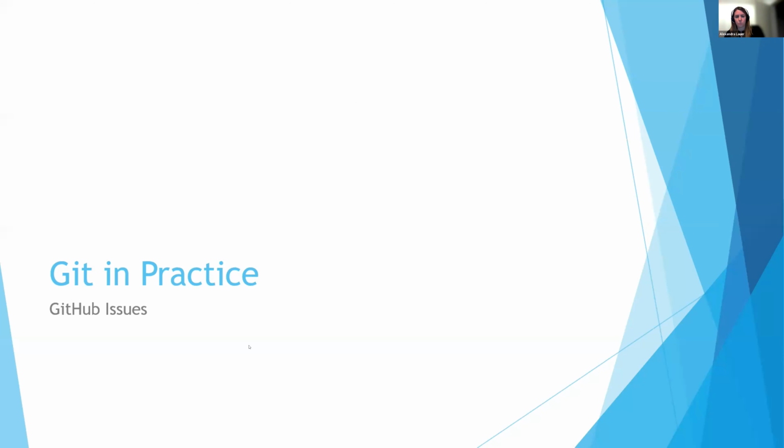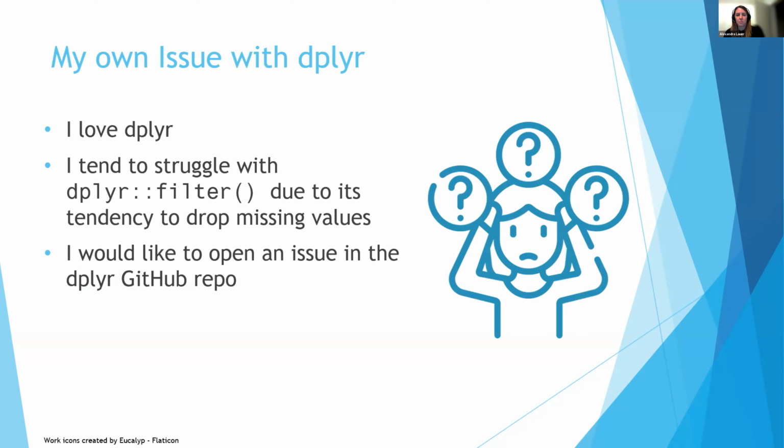I'm going to show you how to work with GitHub issues. And I've used myself as an example here. So imagine me. I personally love dplyr, but I tend to struggle with dplyr's filters because they tend to drop missing values. It just checks if something is true, and if it's anything other than true, could be missing, then it drops that. And I would really love for that to be implemented as one of the filter features. Like there could be an option where you say, okay, include missings, true or false.